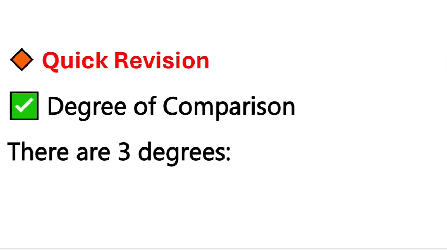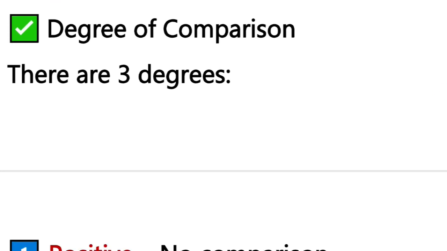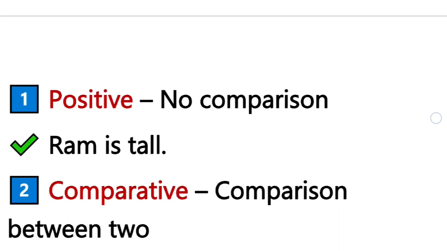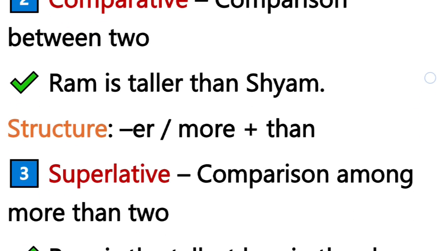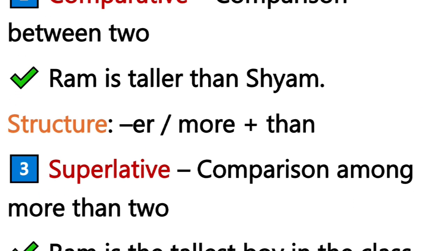So let's do a quick revision of what degree of comparison is. There are 3 degrees. The details of these have already been discussed, as I told you, on the channel. You can watch that, but in a nutshell, before starting the questions, we are going to discuss that. The 3 degrees are positive, where no comparison happens. For example, Ram is tall. In comparative, a comparison happens between 2 only. For example, Ram is taller than Shyam.